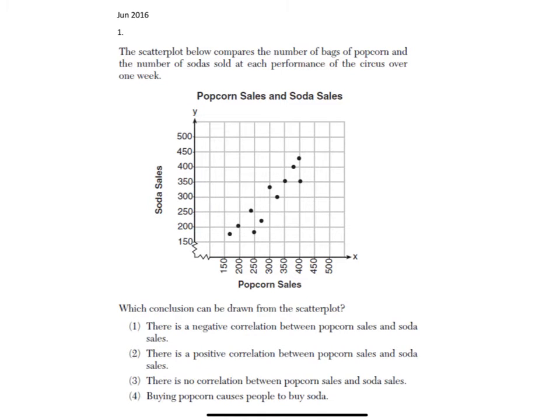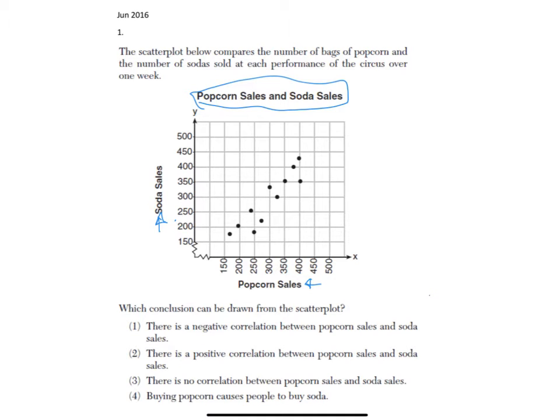So let's solve this. The scatter plot below compares the number of bags of popcorn and the number of sodas. So popcorn is right here, soda is right here, sold at each performance of the circus over 1 week. So you've got these sales. Which conclusion can be drawn from the scatter plot?